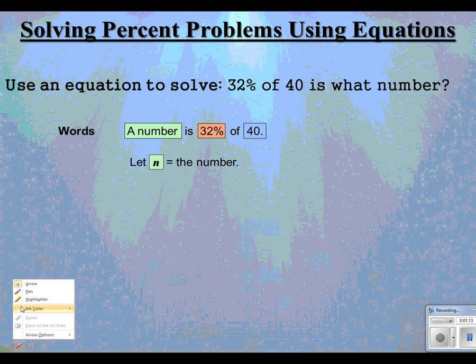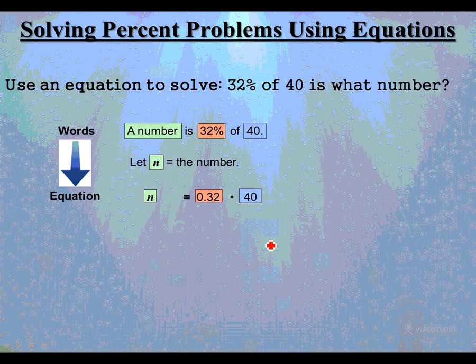Now we set up our equation. n equals 32 hundredths times 40. You'll notice at this point that we changed the percent into its decimal equivalent. To change a percent to a decimal, it's only a matter of dividing by 100, or the simpler way to think of it is just moving the decimal over 2 places to the left. That's always what happens. The decimal moves over 2 places to the left.